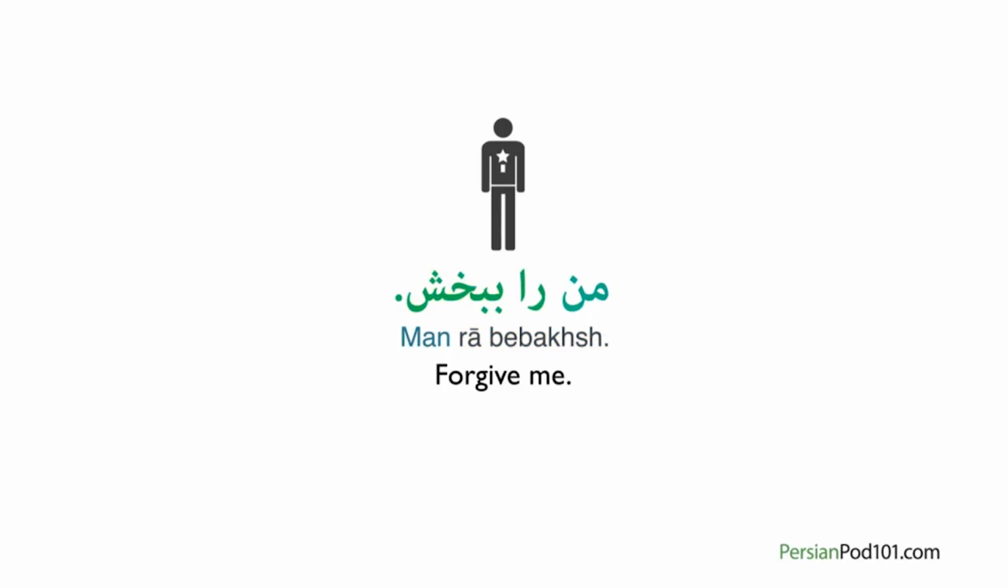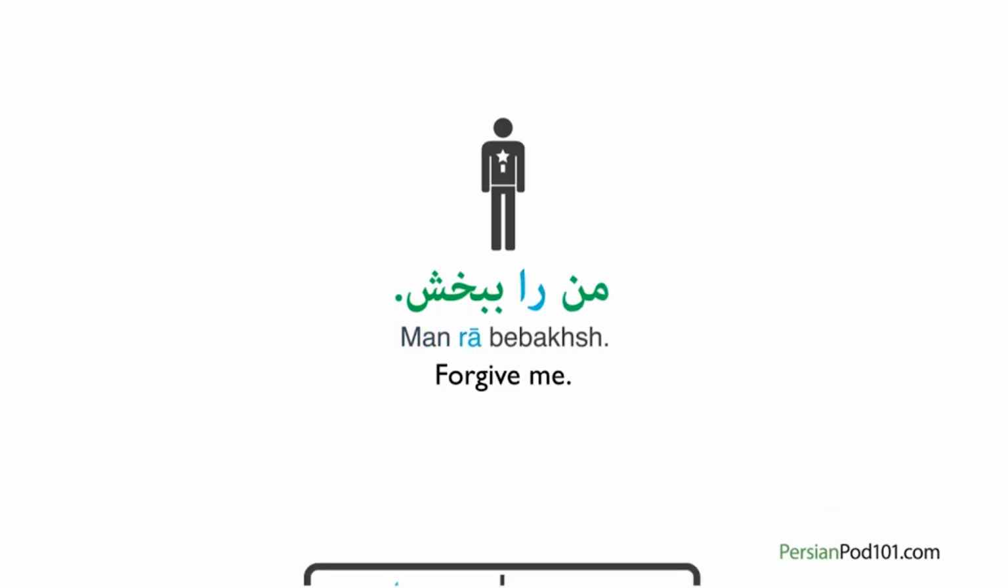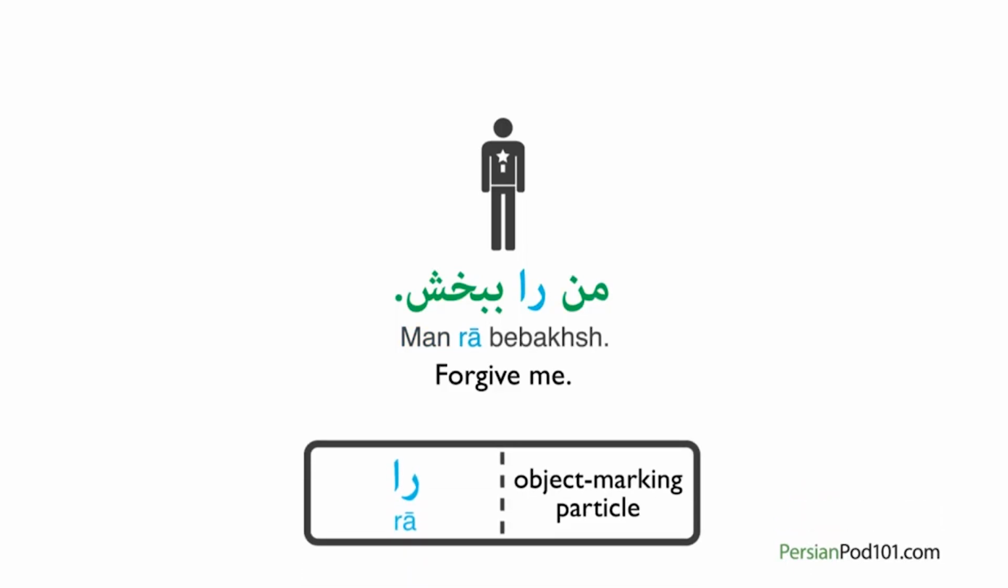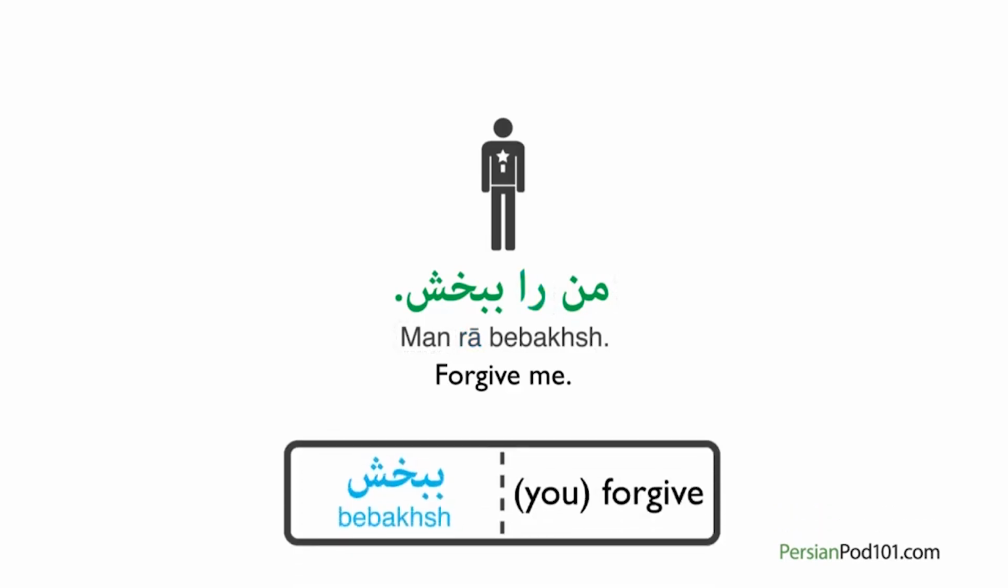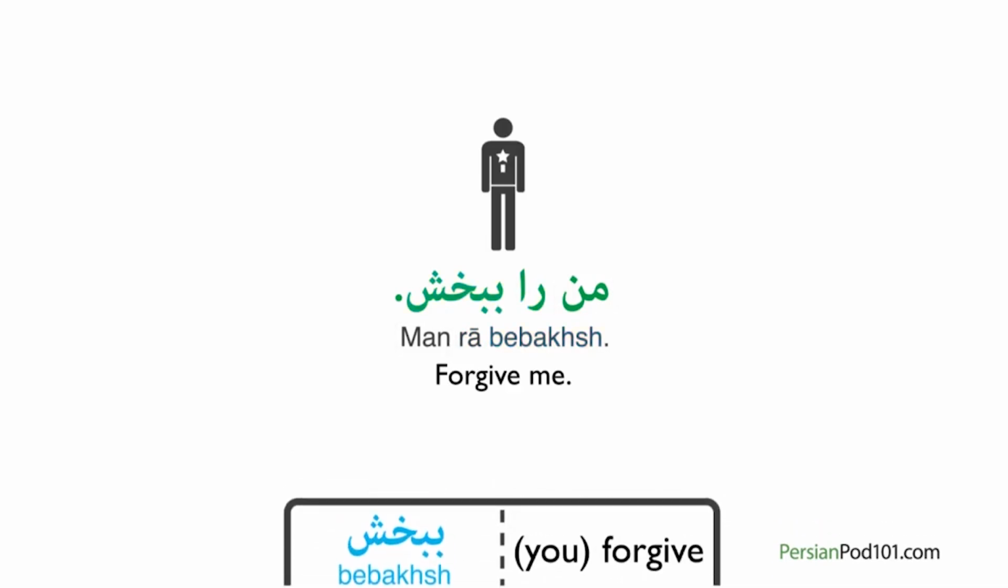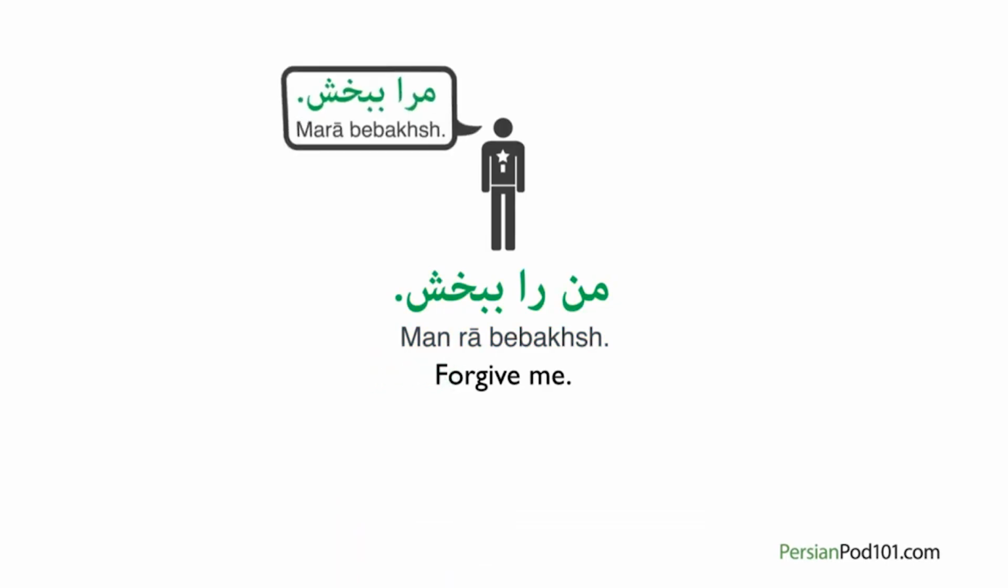First we have the word man or me. Next we insert ra, which is always used grammatically after the object of a verb. In this case, it was me. Finally, we have the command verb ببخش, meaning you forgive. من را ببخش. You forgive me. But you will always hear it as مرا ببخش.